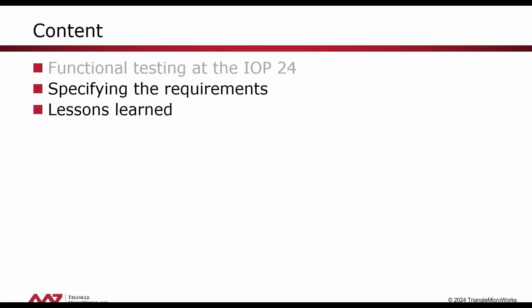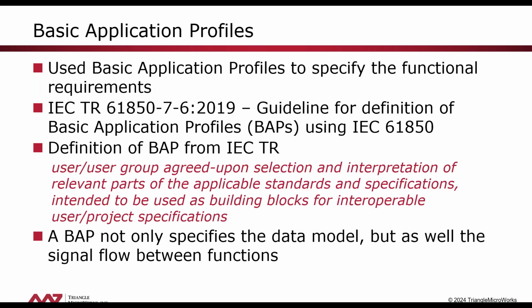Okay, so that was a little bit the content about what we did and what we prepared. Now I would like to talk a little bit about how we specified the requirements. For specifying the requirements, we use the concept of basic application profiles, which is defined in a technical report in the standard. It basically does a selection and interpretation of the relevant parts of the standard for a specific application. A basic application profile not only specifies the data model, it also specifies signal flow between functions.